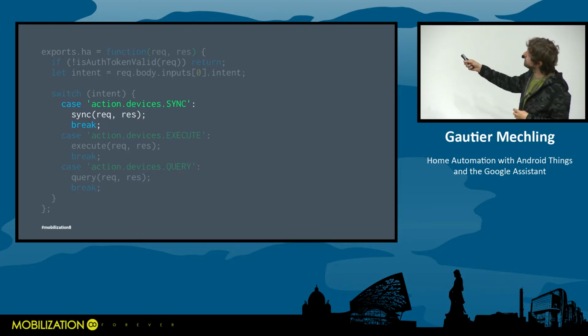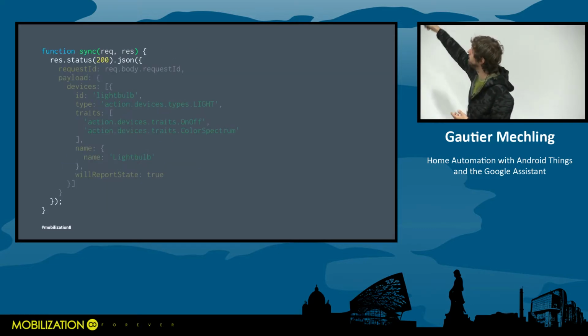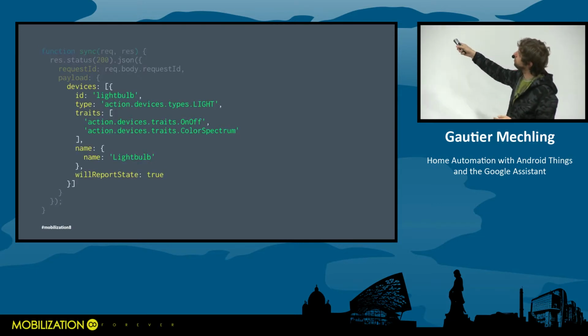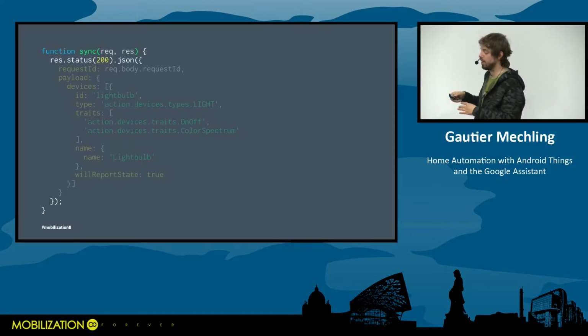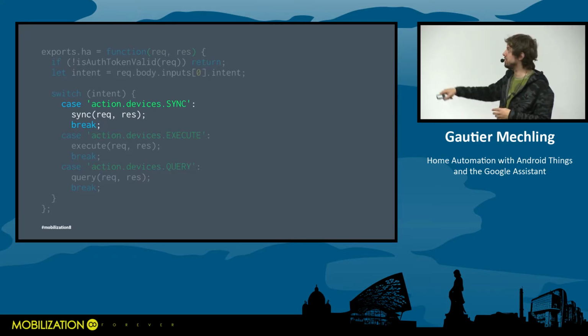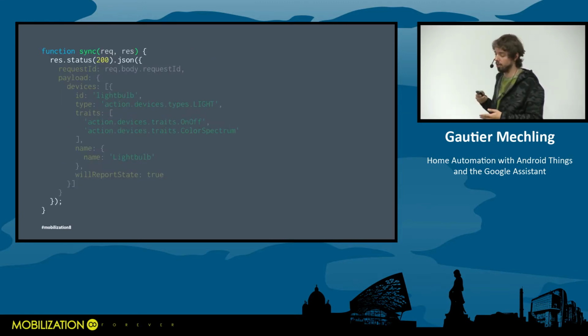If the intent equals sync, it means the Google Assistant needs to know which devices you have in your home. In that case, you can just return the following JSON object you saw earlier, telling that you have in your home one light bulb that is a light device implementing those characteristics, and it is called light bulb. This is the reason why I like Google Cloud Functions, because you can see here the whole Cloud Function. It took me like 20 minutes to create it. I just created a very small function that parses JSON and returns a JSON object.